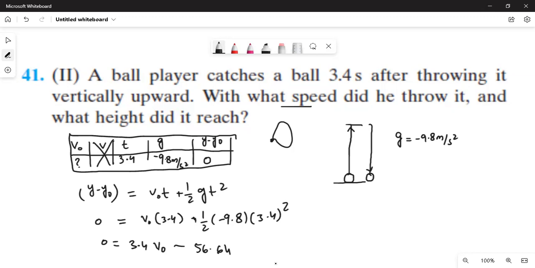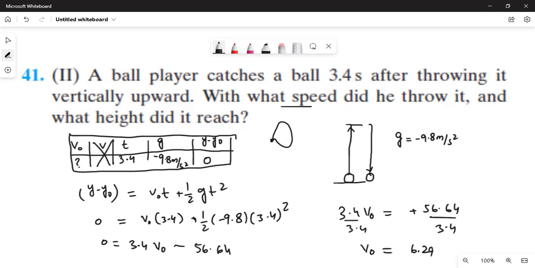Okay, now this negative term will go on the other side and become positive. So it will become 3.4 V naught is equal to 56.64, divide by 3.4 on both sides. So your initial velocity V naught is equal to 6.29. Why negative? It's not negative, sorry. The negative was already changed. So 56.64 divided by 3.4 is 6.29.